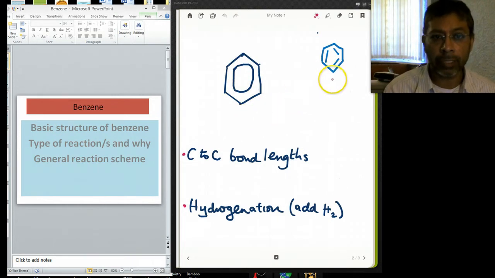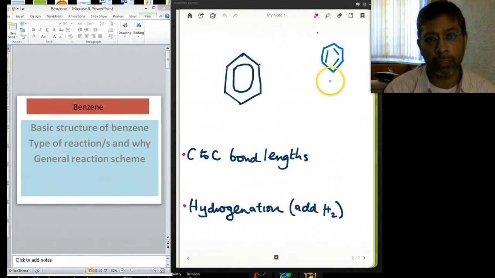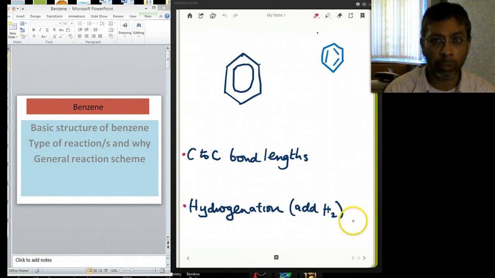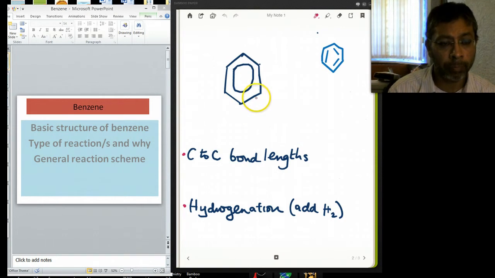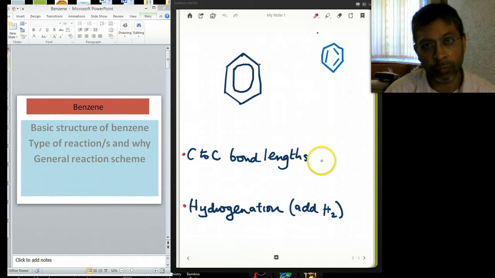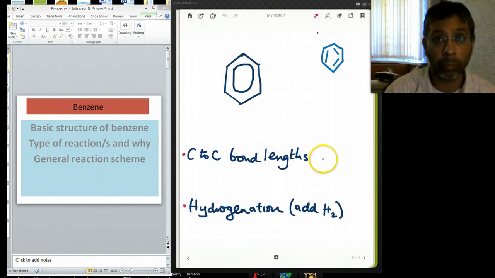Kekulé first suggested benzene to be like this, as cyclohexatriene, alternate single and double bonds, like so, but a couple of pieces of evidence will disprove that. First of all, carbon-carbon bond lengths are all the same. Every single carbon bond length is the same, whereas Kekulé's benzene would mean that there would be short bonds, long bonds, etc., because carbon-carbon double bonds are shorter than carbon-carbon single bonds, but in fact all of them are the same length. So that disproves Kekulé's benzene structure. That's one piece of evidence.